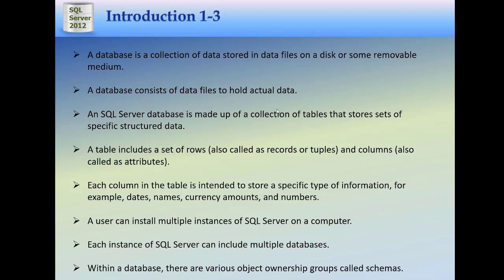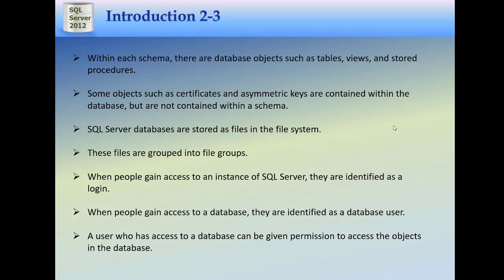Now, a user can install multiple instances of SQL Server on a computer, and each instance of SQL Server can include multiple databases. Within the database, there are various object ownership groups called schemas. So this is what you're calling a schema. A schema is basically like a container where you can have tables, views, and all sorts of other database items. Now, within each schema, there are database objects, as I was mentioning earlier: tables, views, and stored procedures. Some objects such as certificates and asymmetric keys are contained within the database, but they're not contained within a schema.